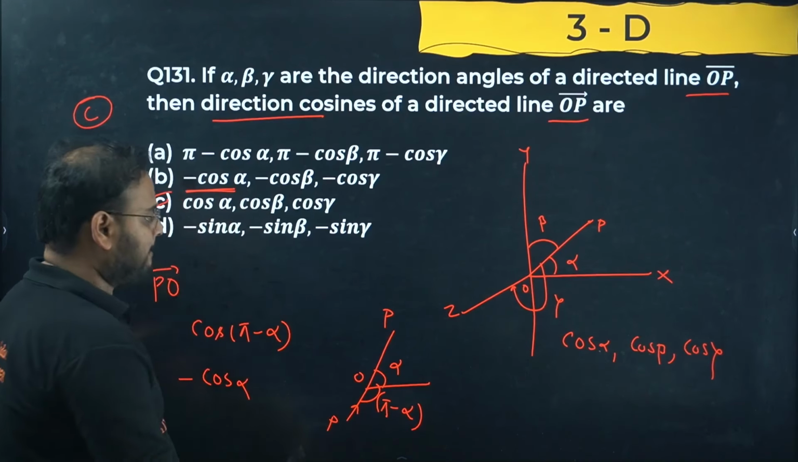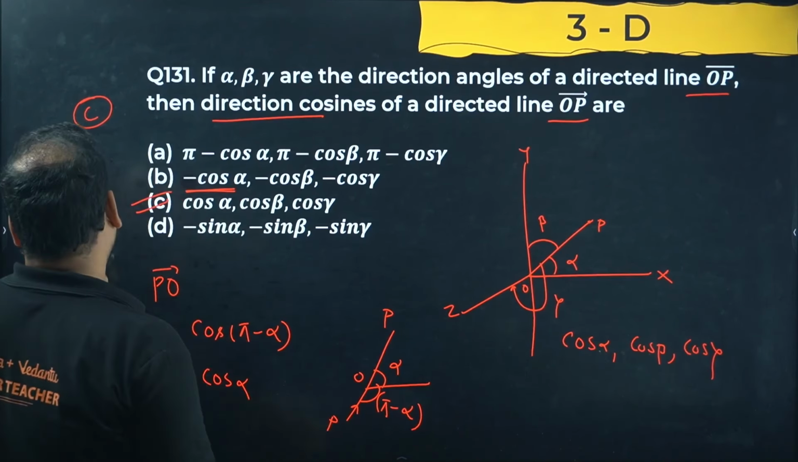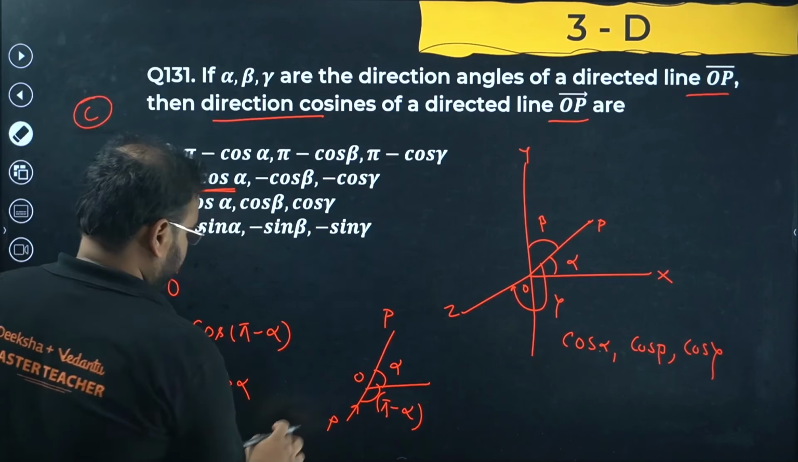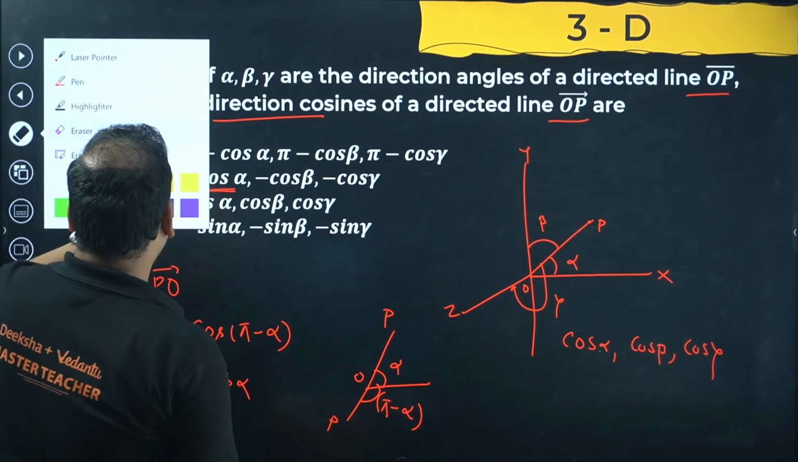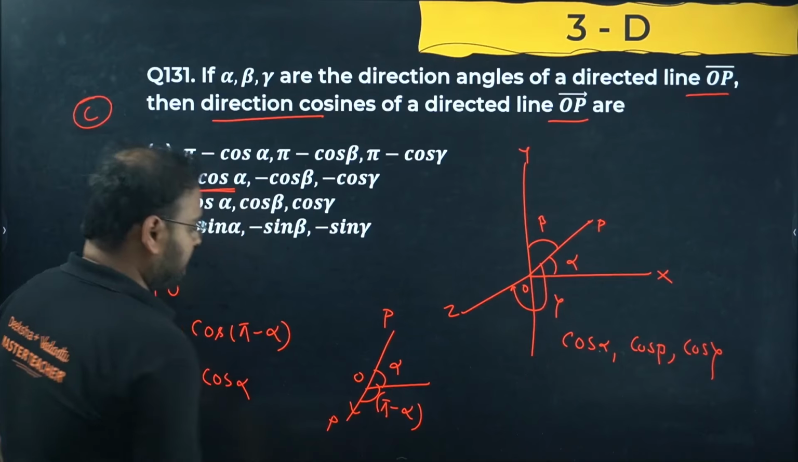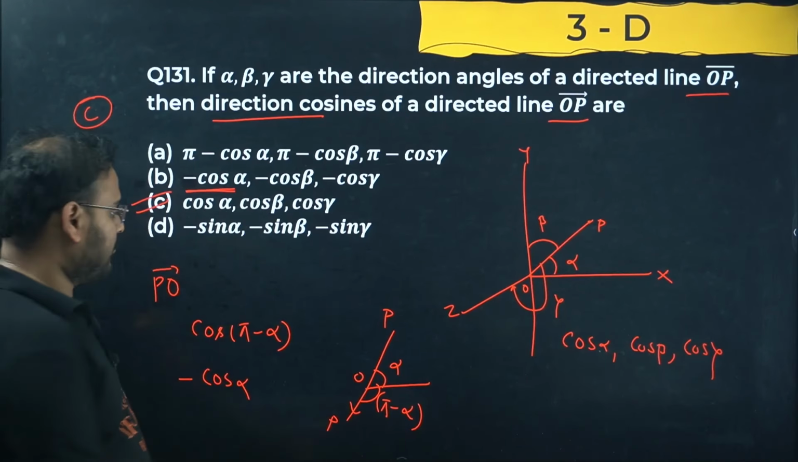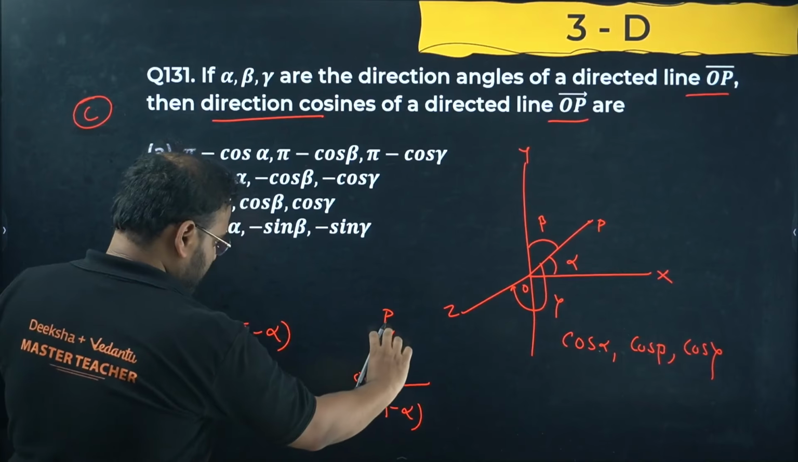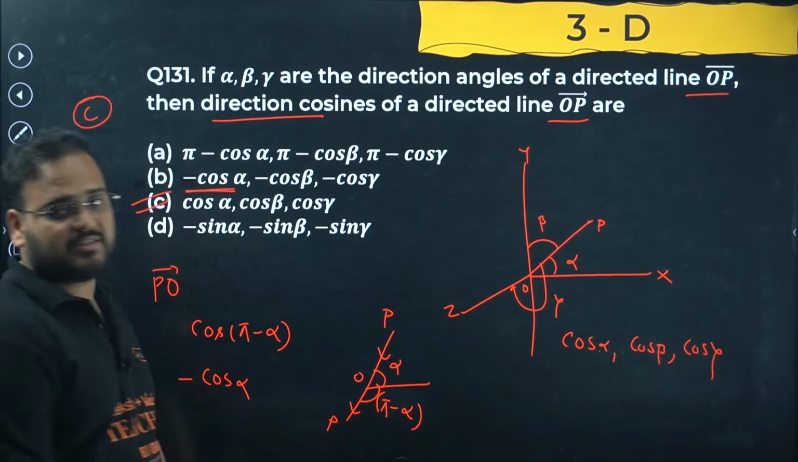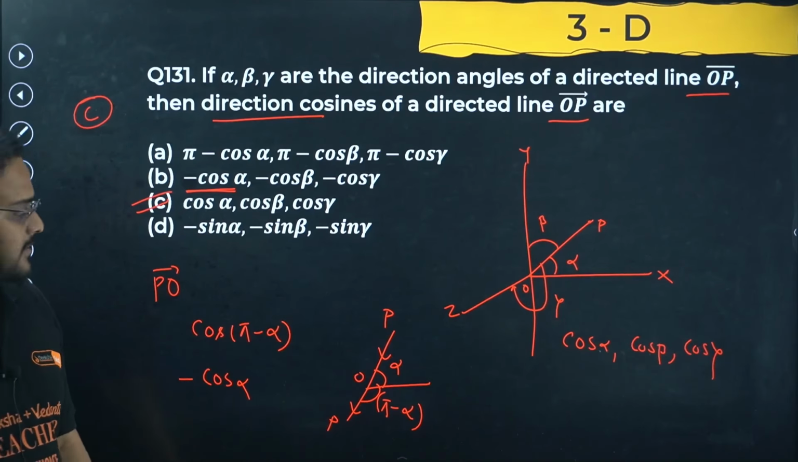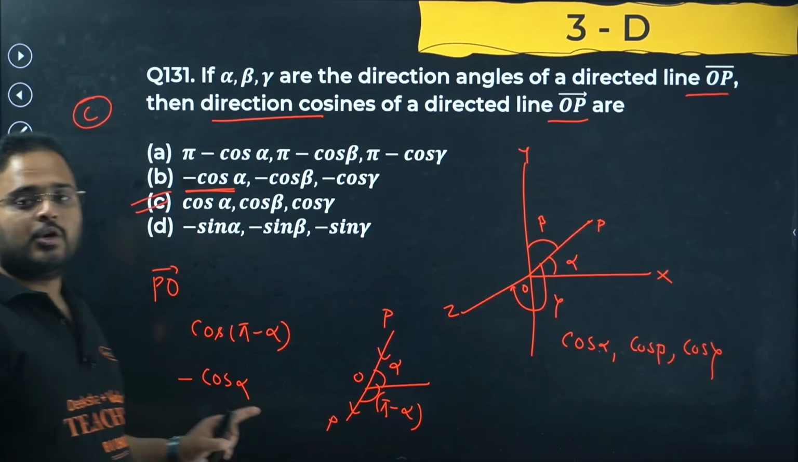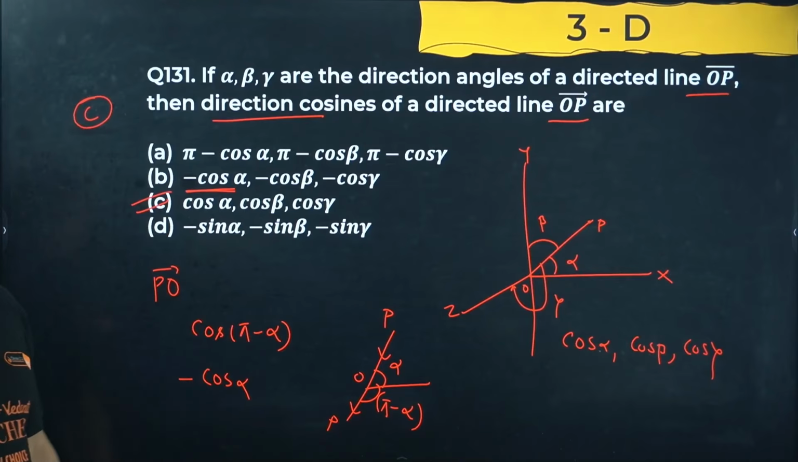Sorry, my bad. It'll be like this, right? Correct? You have to take PO like this, and then you have to translate over here to get the result. Yes, the angle is pi minus alpha. Operate on cos, you get minus cos alpha.